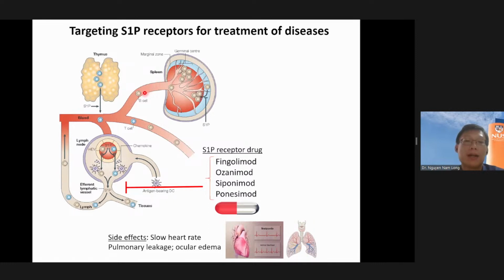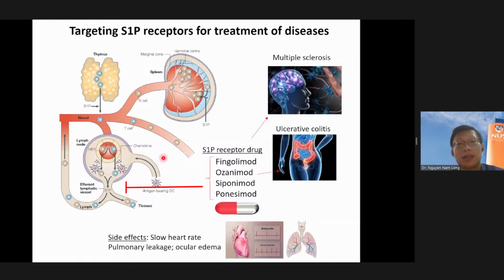They have to migrate out in order to really exert their function, like clearing the pathogens and so on and so forth. In order to migrate out of, for example, the lymph node, they have to be triggered by S1P. S1P is released into the lymphatic vessel here, and then the lymphocyte can migrate out. These drugs target and downregulate the expression of S1P receptor in the lymphocytes so that the lymphocyte cannot migrate out of the lymphoid organs.